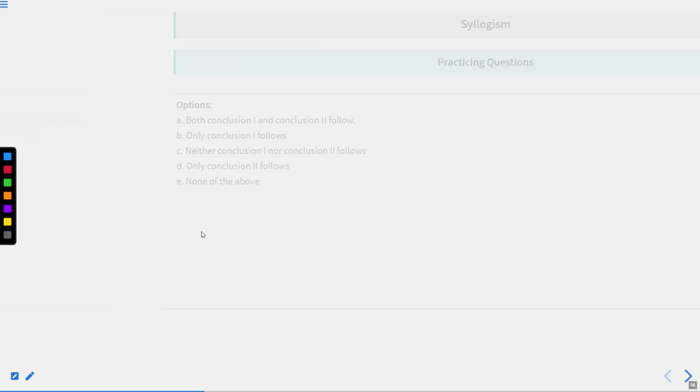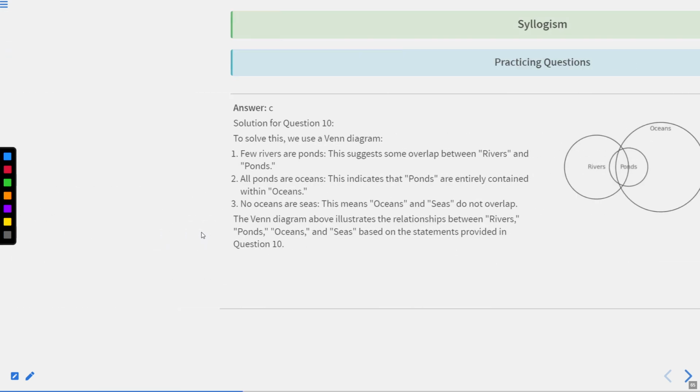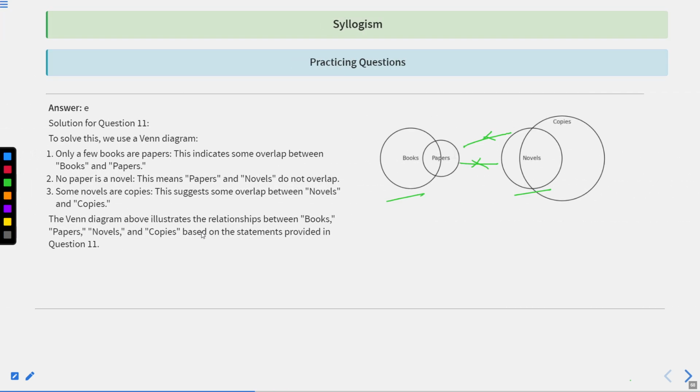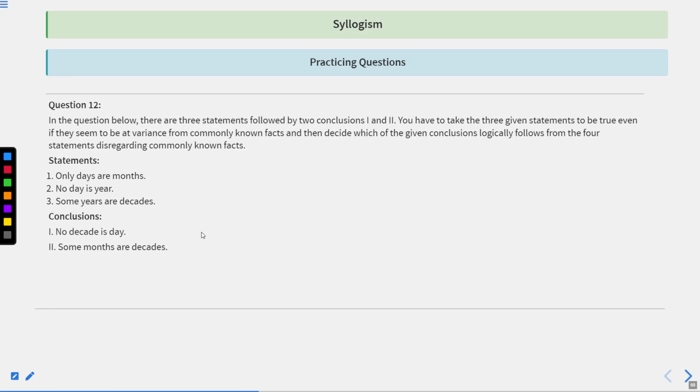Now we will try to solve some of the important questions put forward in these question papers. This was the last question we discussed in our previous video. Now we are going to discuss question number 12, with the statements: only days are months, no day is a year, and some years are decades. What does that mean? Only days are months means that all months are days.